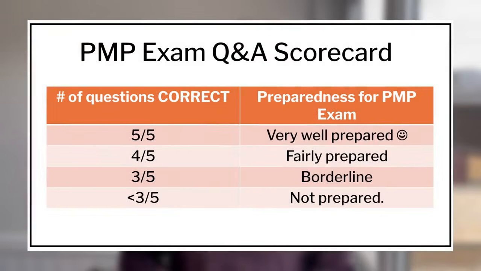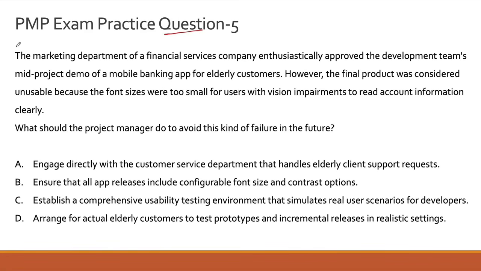And finally, let's move on to question number 5. Remember, the target is to get all the 5 out of the 5 questions correct, okay? However, the minimum expectation is that you will get at least 4 out of the 5 questions correct to consider yourself fairly well prepared for your PMP exam. You can assess your level of preparation according to this scorecard. So here comes question number 5. The fifth and the final question, guys, please read the question, pause the video and try to answer it before we solve this together. Okay, so let's get started.